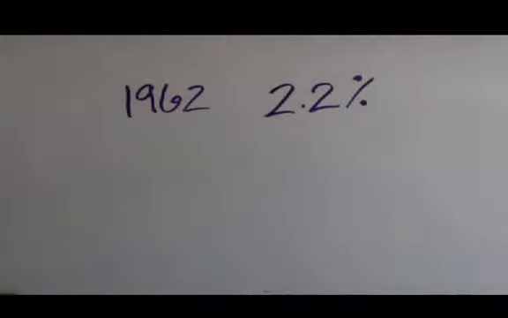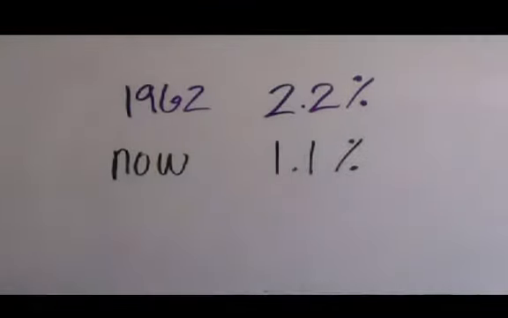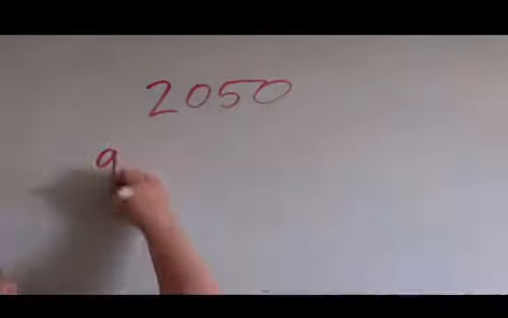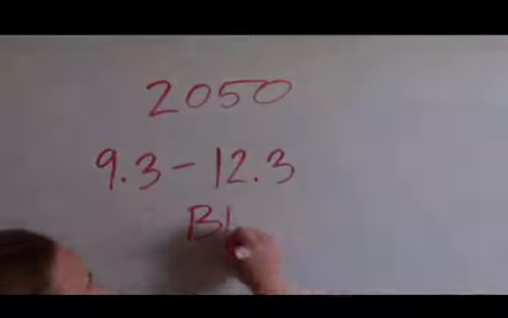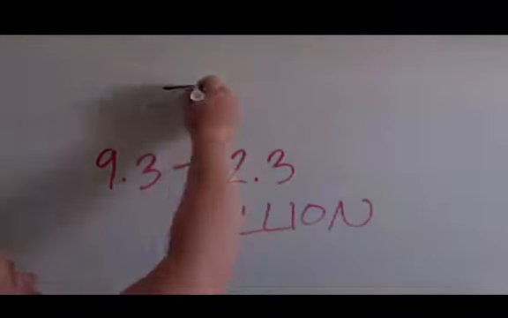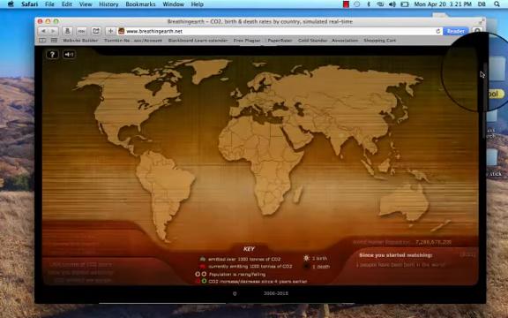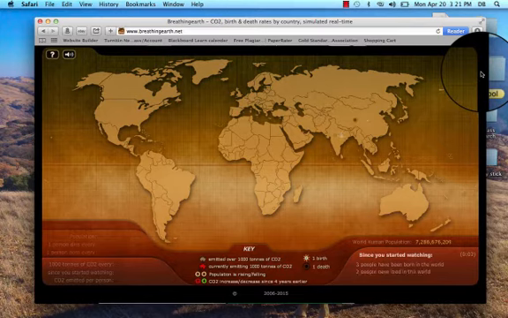Now, in 1962, the human population growth rate peaked at 2.2%. Now it's decreased to 1.1%, but it's still estimated in 2050 we will have between 9.3 and 12.3 billion people. And that is related to your TFR, or your total fertility rate.